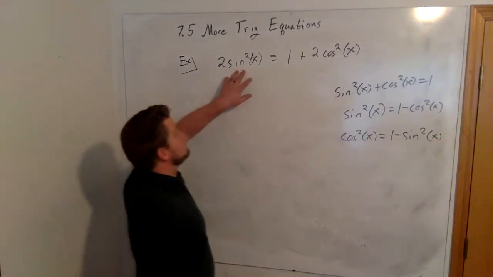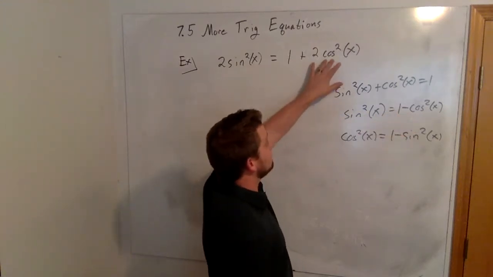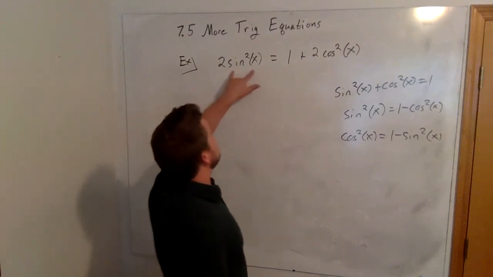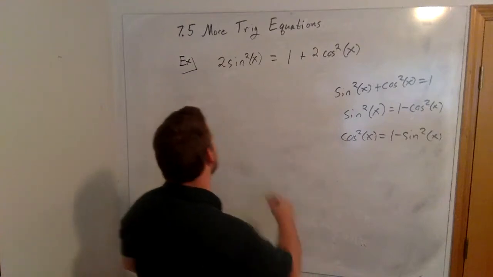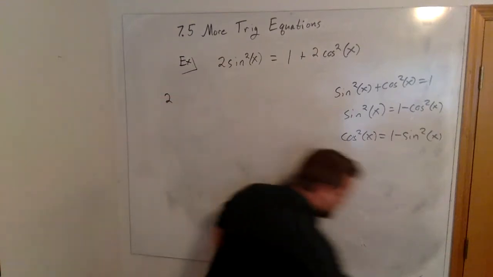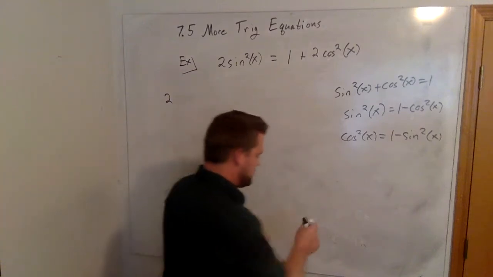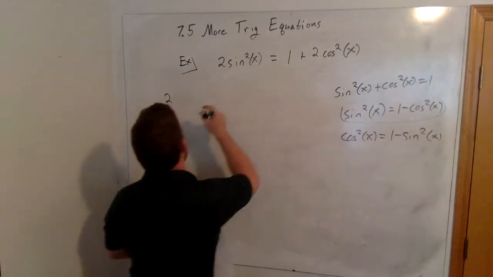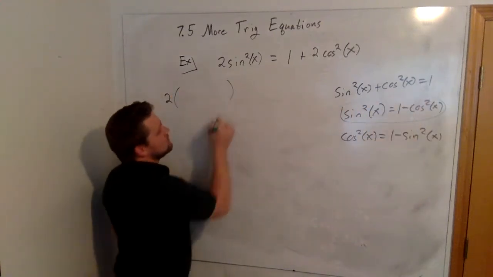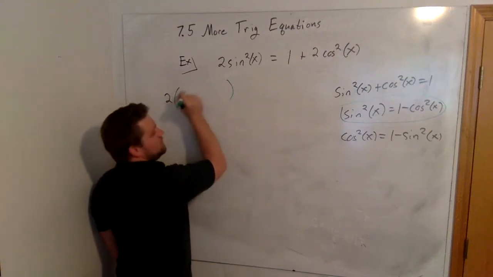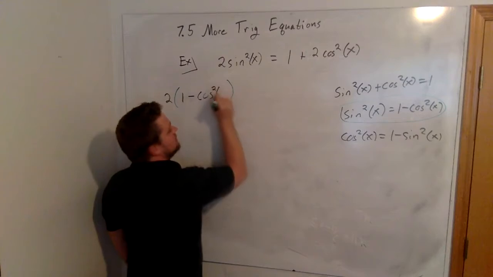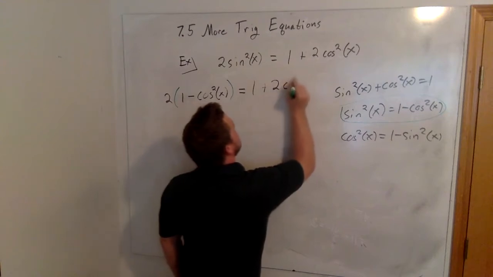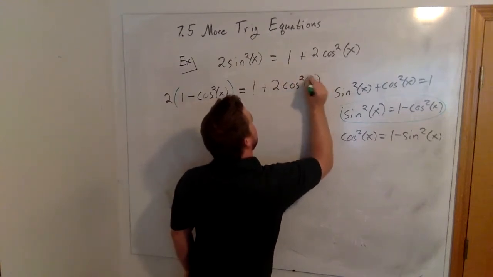So we need to make one of these two substitutions. Either I need to replace sines in terms of cosines, or I need to replace the cosines in terms of sines. It actually won't matter which way you do it. Let's say we rewrite sine squared in terms of cosine squared. So let's make that substitution. We'll use a green marker. We'll replace our sine squared with a 1 minus cosine squared of x. And that'll still be equal to 1 plus 2 cosine squared of x.